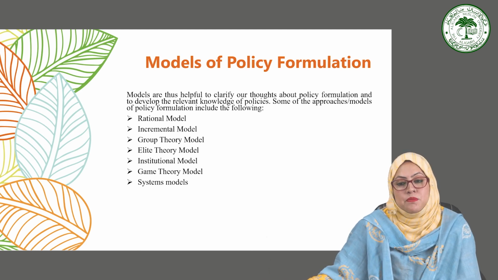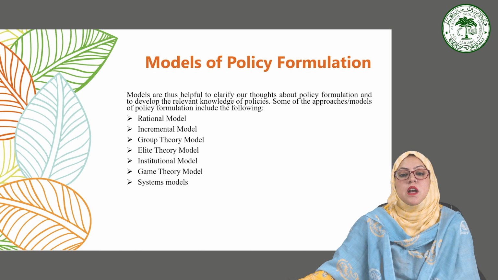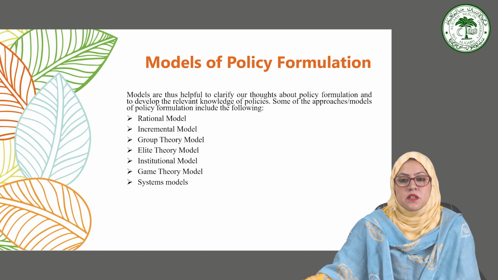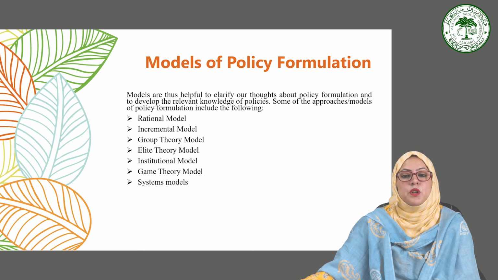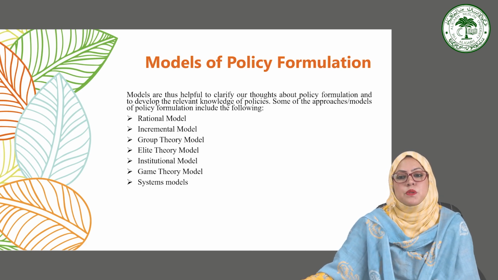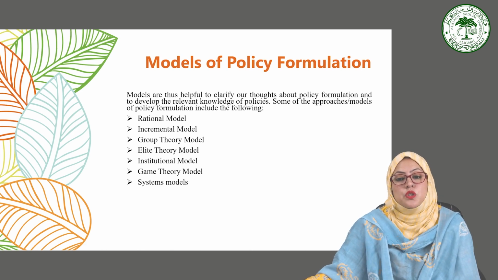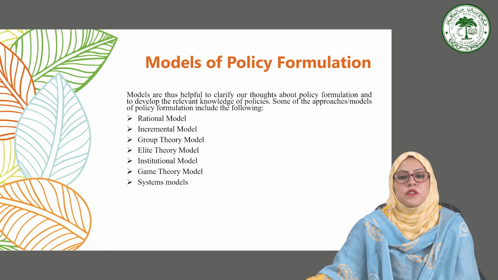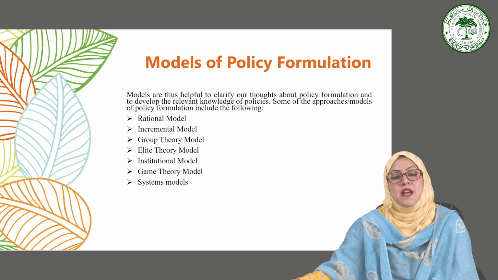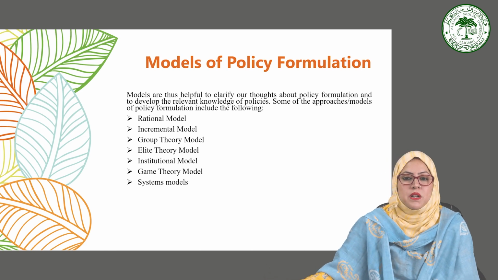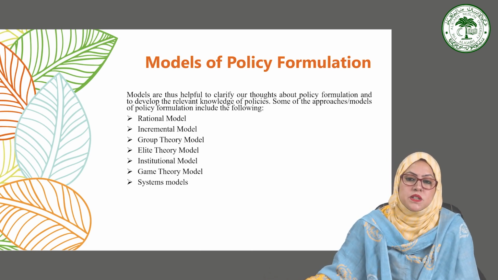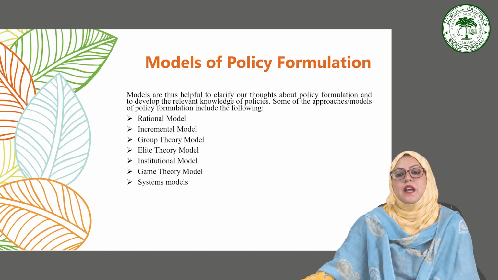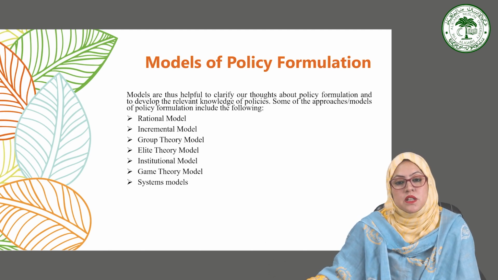Then we have the system model. The system model put forward by Easton views the policy process as a political system that responds to the demands of the environment. So, according to this model, a policy is the response of the political system to the changing demands and desires of the people. The political system consists of various interrelated institutions and activities in a society that comes up with policy decisions in the society.